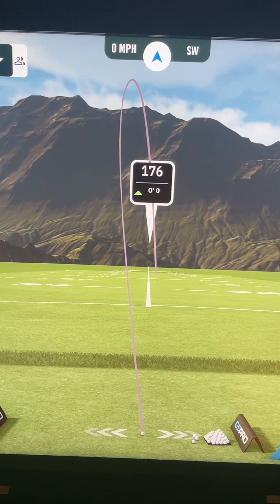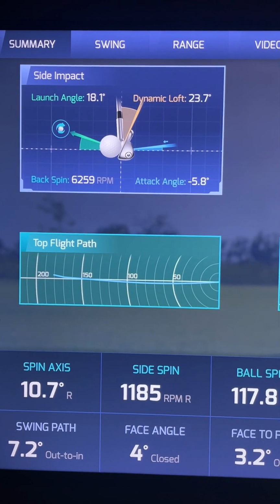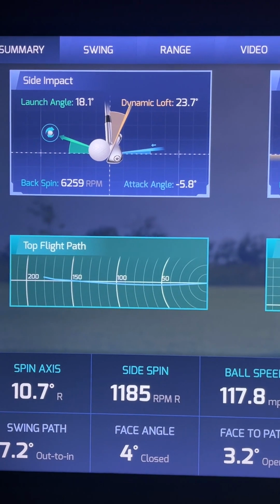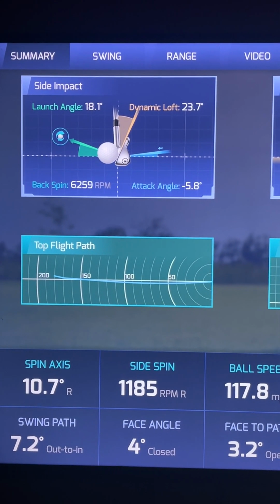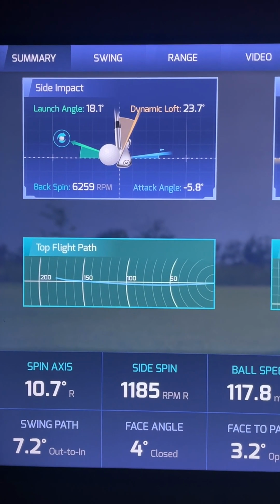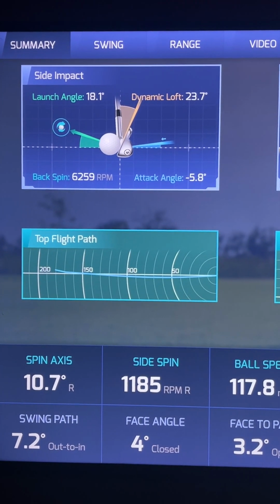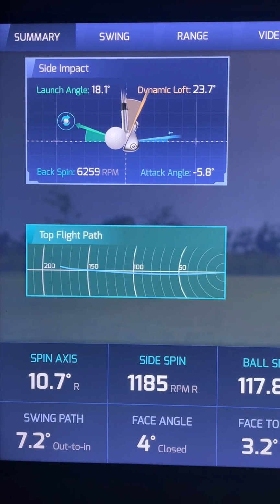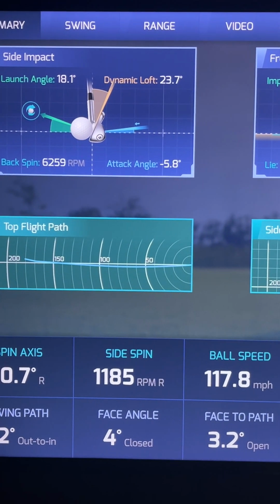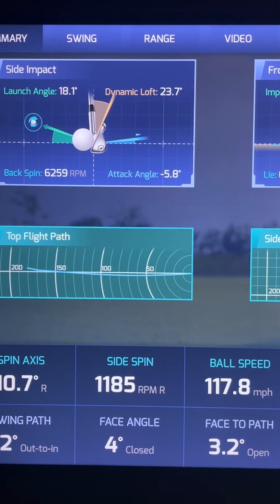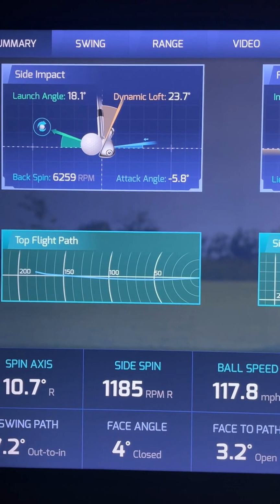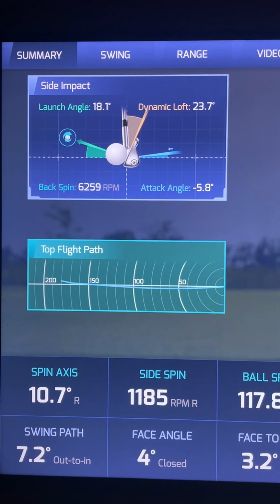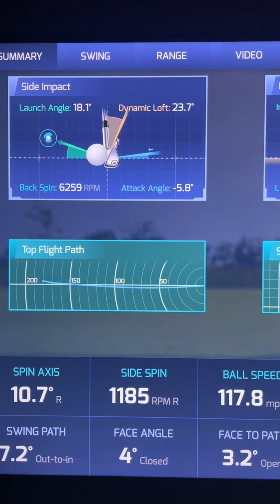Here is the shot shape of that fade that's on the screen. So now I look at some numbers. My face angle, 4 degrees closed. That's closed in relationship to the target line. My swing path, 7 degrees out to in. So it was 7 degrees to the left. I swung 7 to the left, and my club face was pointed 4 to the left. So because they're that way, my face to path angle is 3.2 degrees open. My face was open 3.2 degrees in relationship to the swing path, but 4 degrees closed to the target line. And we create a fade.